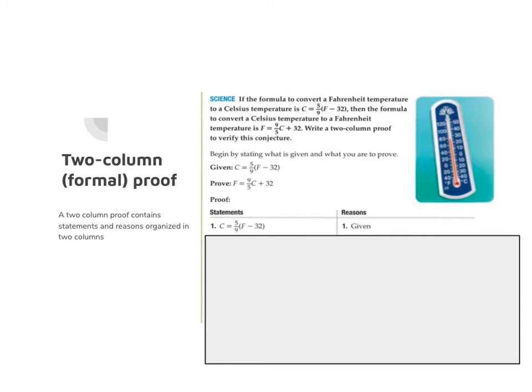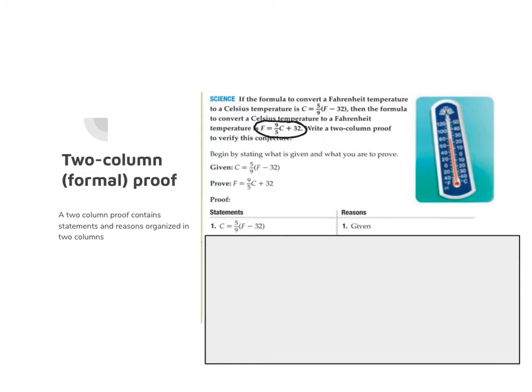So let's look again at, this time, a formula from converting Fahrenheit temperature to Celsius. So Celsius is the temperature we use here in Hong Kong. In the United States, for example, they use Fahrenheit. So we are given the Celsius, then the formula to convert Celsius to Fahrenheit temperature is this equation we have here. Write a two-column proof to verify this conjecture.